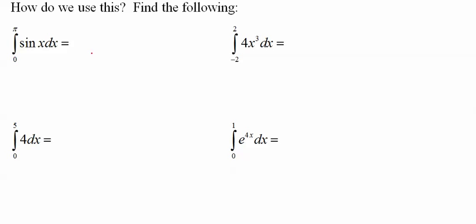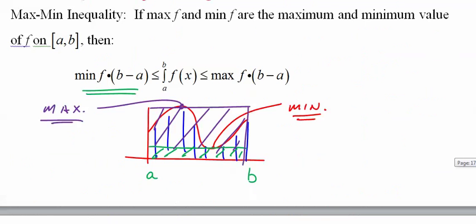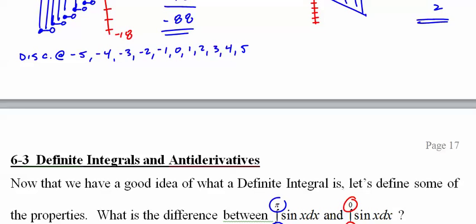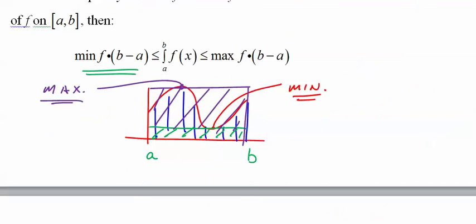Antiderivative of sine is negative cosine of pi minus negative cosine of 0. That's negative 1 plus 1 equals 2. That just reminds me, way back at the beginning of my notes, I screwed that up. This is not 1, this is 2. 2 and negative 2. Sorry. That's why we do the math.